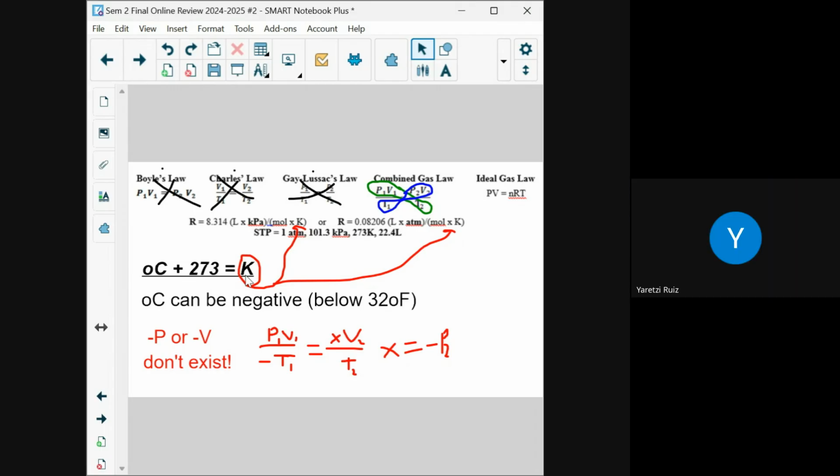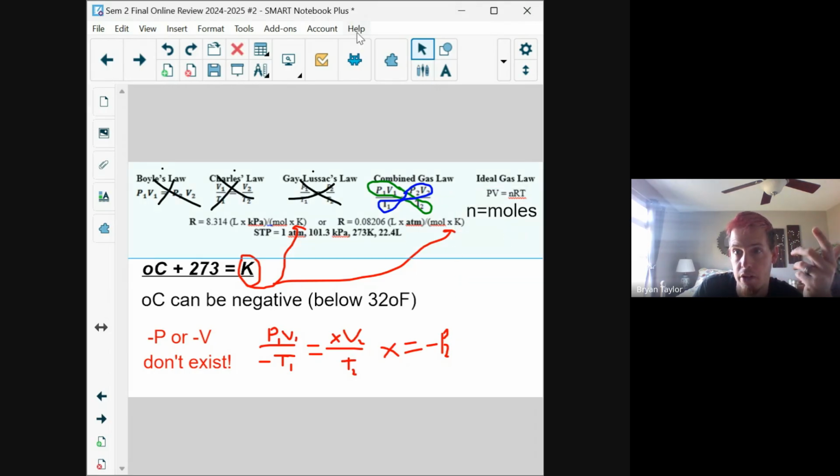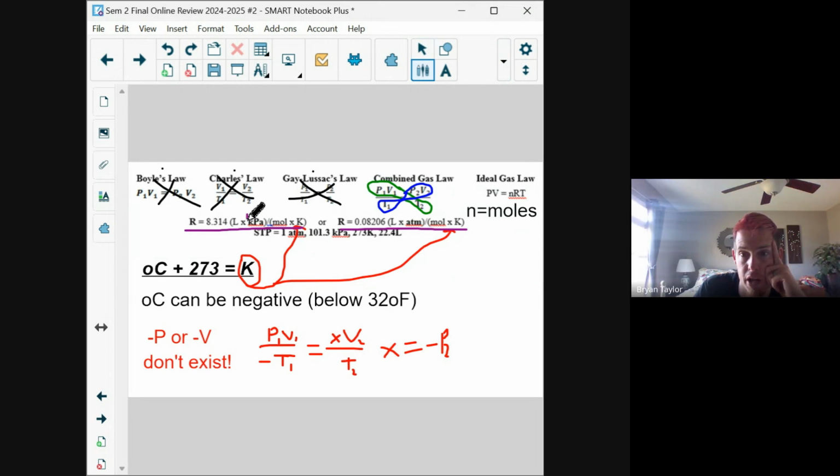And honestly, that's why you have to do this. And then honestly, the ideal gas law is frankly easier. You just have to remember that N equals moles, which is the gas pump I showed, right? I could add more, I could take away. And then I know you see the R values right here. So you just need to pick the correct R value. This one's kPa, use kPa. This one's atm, use atm. And this one's obviously a lot easier to solve.